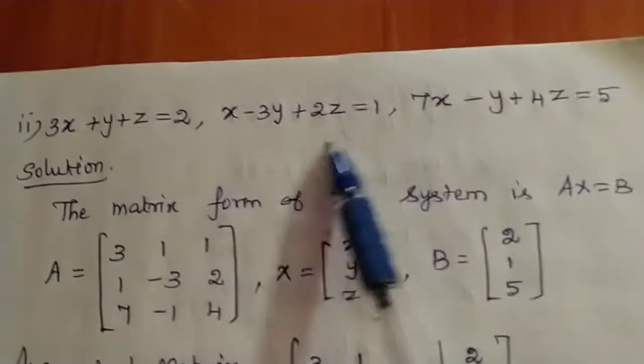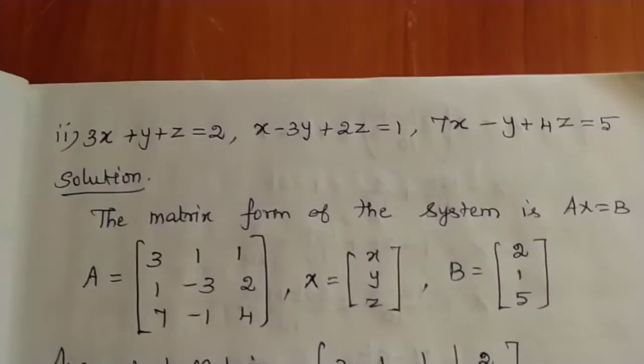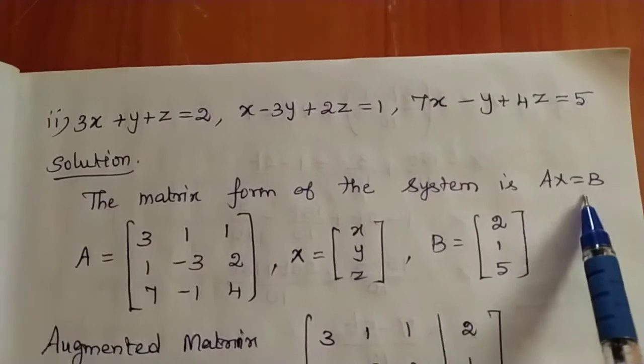See the second sum. Similarly, three equations are given. The matrix form of the system is Ax equal to B.